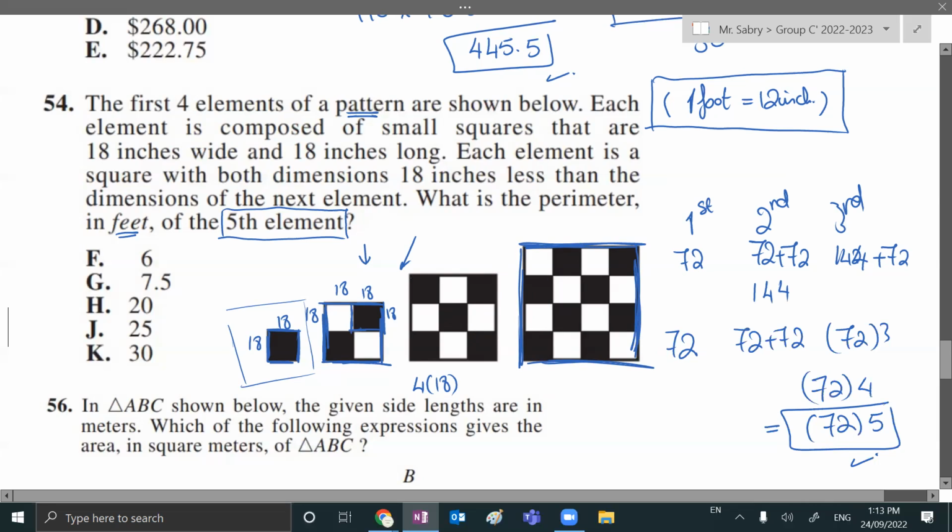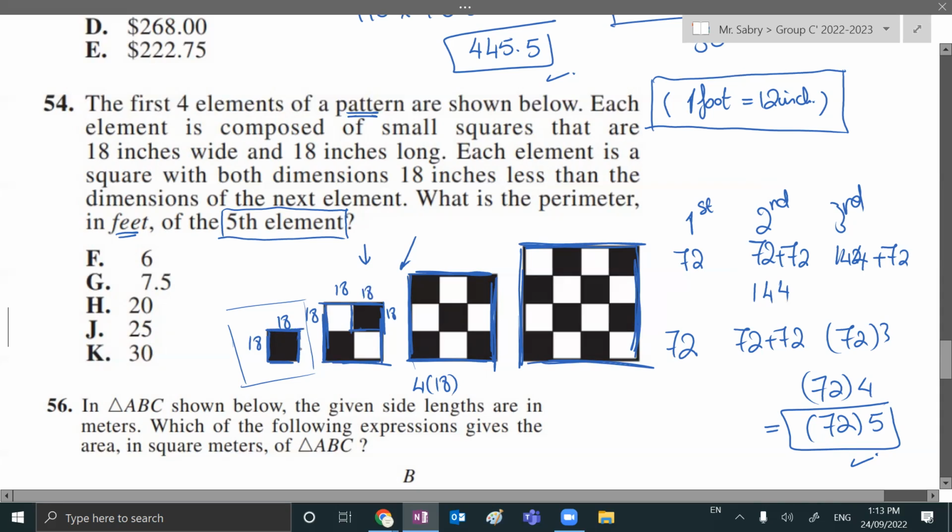Does that make sense? Because the first one had a black one. It doesn't matter what the black and white thing, Carla, is there to confuse you actually. It doesn't matter. Think of it as if there are no colors whatsoever.